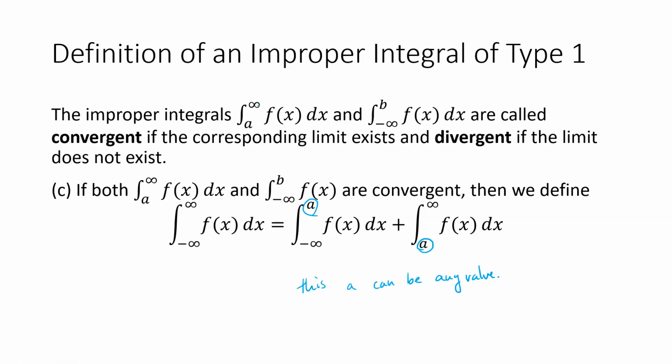Now in the case when either of these integrals from a to infinity or from negative infinity to b are equal to a finite value, in other words, if these corresponding limits equal a finite value, then we say that these improper integrals are convergent. On the other hand, if they don't exist or they equal infinity or negative infinity, then we say that they are divergent.